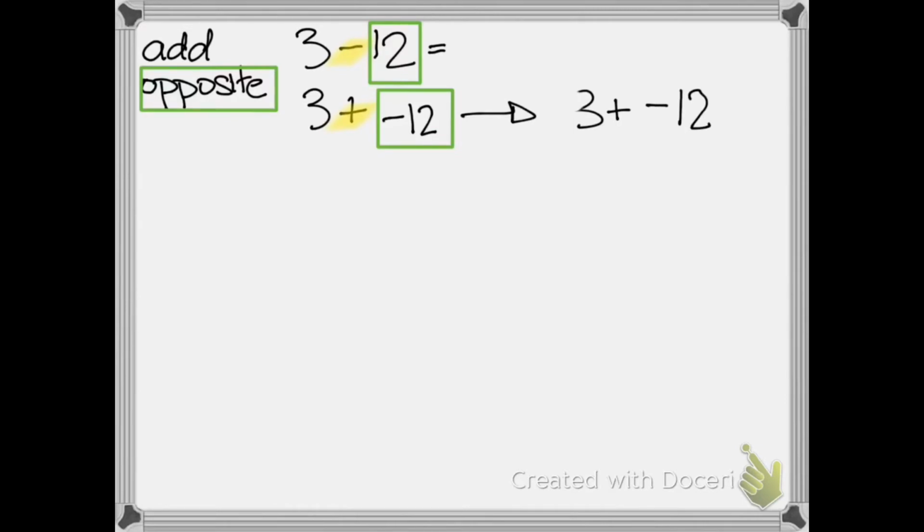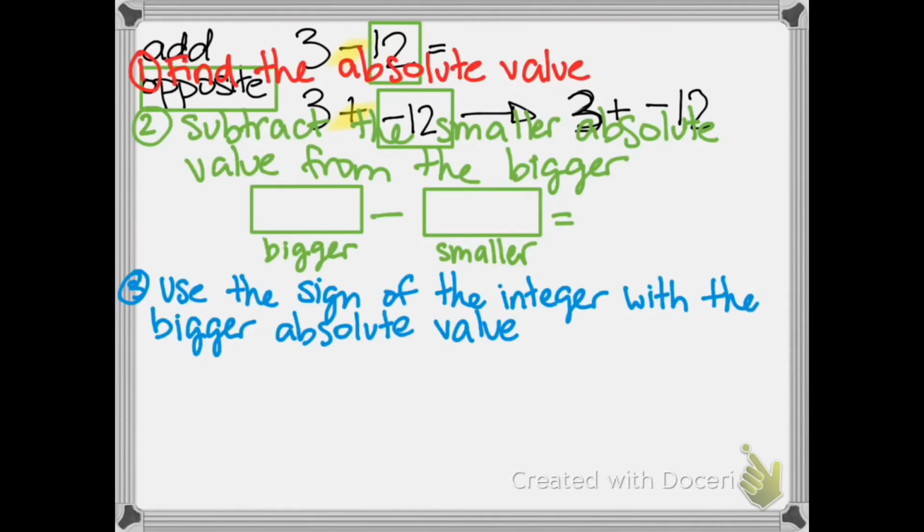And now I see, just like last time, we are adding numbers with different signs. So we are going to follow the same 3 steps that we followed for the last example.